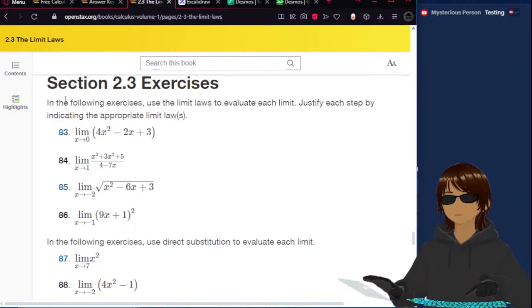Exercises. In the following exercises, use the limit laws to evaluate each limit. Justify each step by indicating the appropriate limit laws. 83. Limit as x approaches 0. It would be 3, right? And then x approaches -2. 2 squared is 4. 4 plus 3 is 7. And 6 times 2 is 12. So it's 7 plus 12, right?